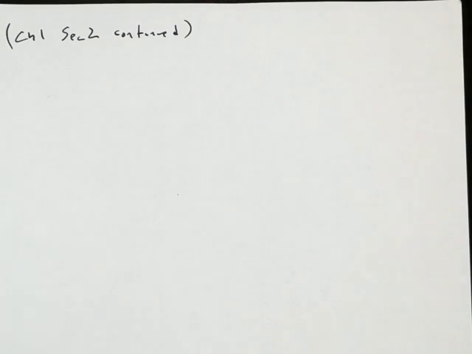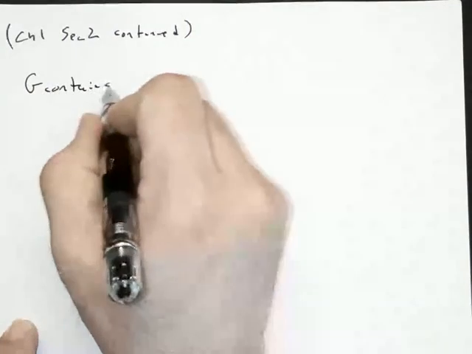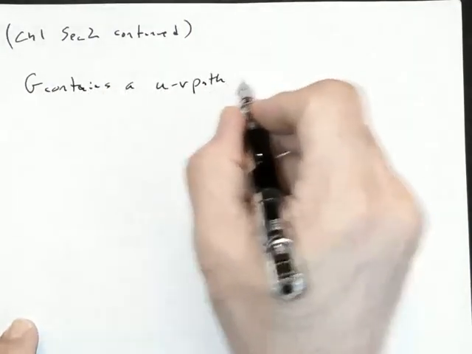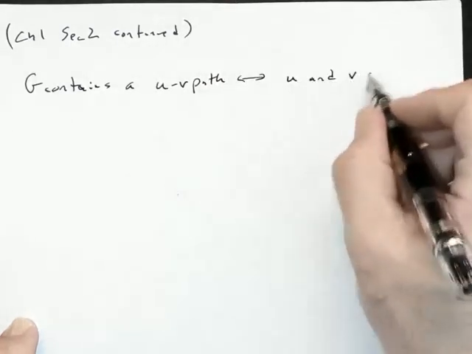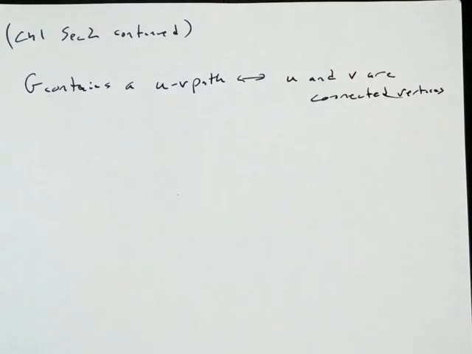Okay, more on connectivity. If I've got a UV path, then I will say that the vertex U and the vertex V are connected. We can say U is connected to V, V is connected to U. It's a symmetric relationship, so I'm really not going to worry about which is the start and end here. Connection in this case is both directions. A whole graph is connected if every pair of vertices in it is connected.